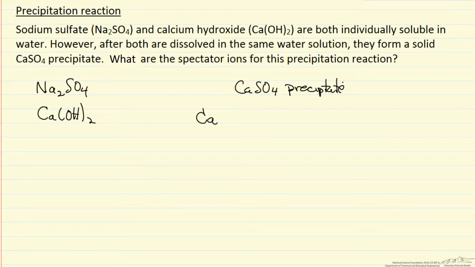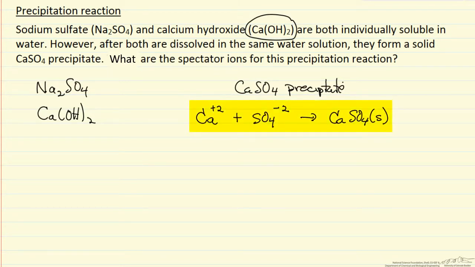Well, I have calcium, and that's going to be an ion. So calcium plus 2. One way to remember that, and of course in this compound, hydroxide's minus 1, so calcium must be plus 2 for that to be neutral. And sulfate must be minus 2 to make this solid calcium sulfate that precipitates out.